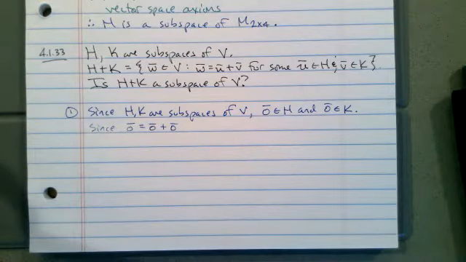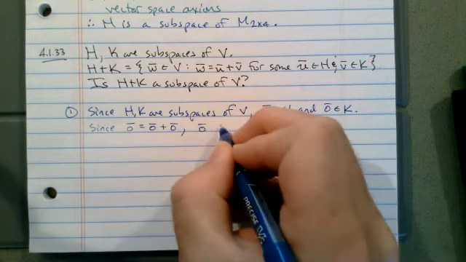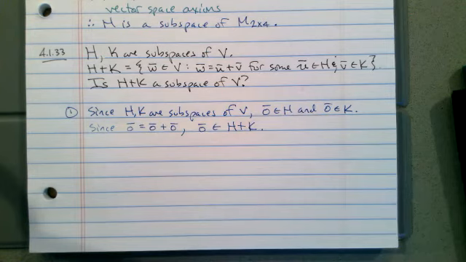So if I take 0 from H and the same 0 from K, they're not different zeros. We only have one 0. But since 0 is in H and 0 is in K, 0 can be written as the sum of a vector from H and a vector from K. 0 must be an element of H plus K. First step done. H plus K contains the 0 vector.